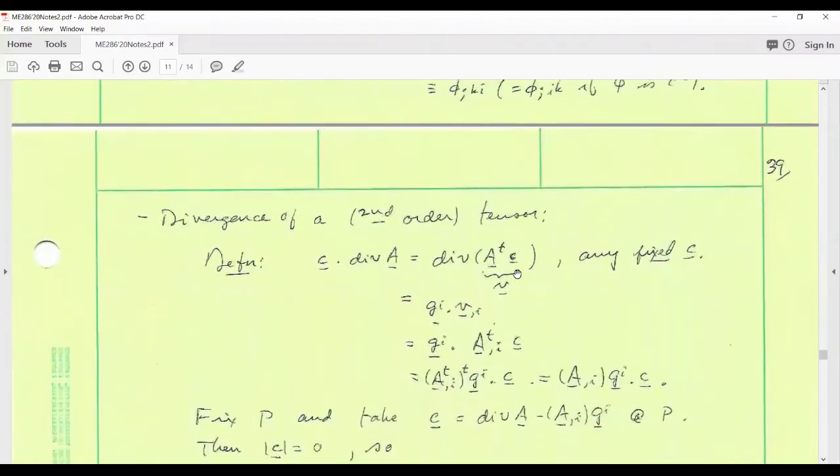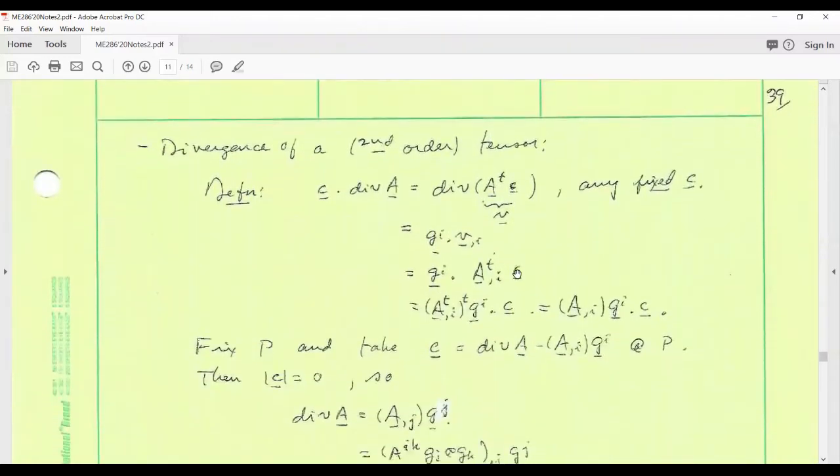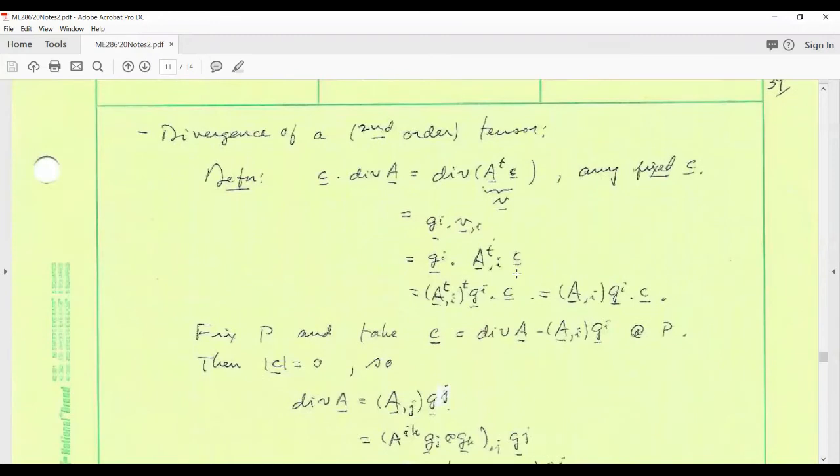We will also need the notion of divergence of a second order tensor. For example, the equations of motion involve the divergence of stress, which is a second order tensor. Here's the standard definition of that divergence. The divergence of a second order tensor is itself a vector, which when scalar multiplied by any fixed constant vector c, is the same as the divergence of this vector A transpose operating on the fixed vector c.